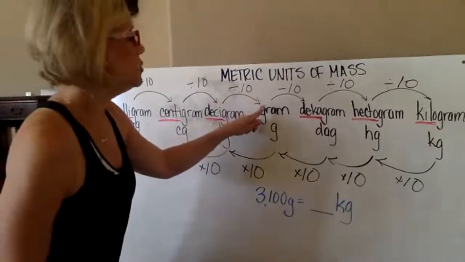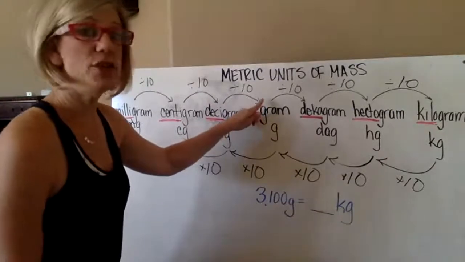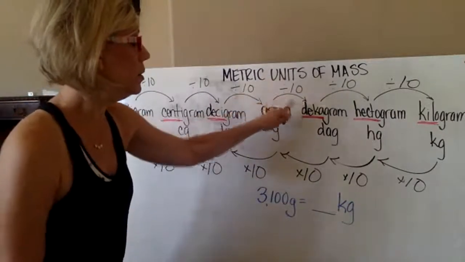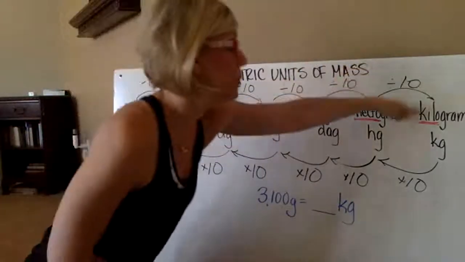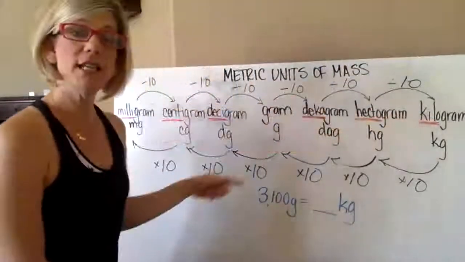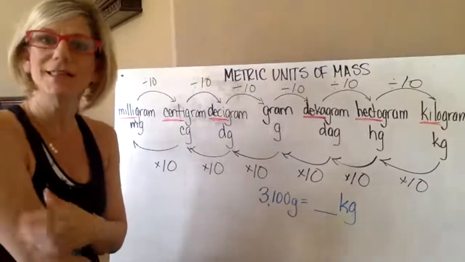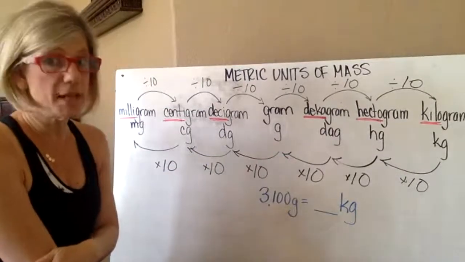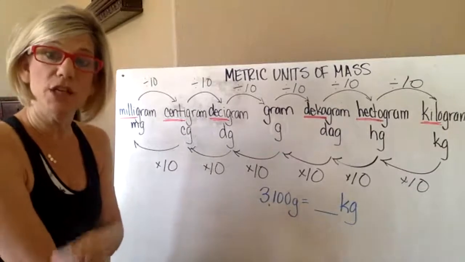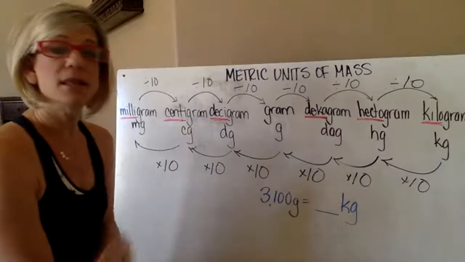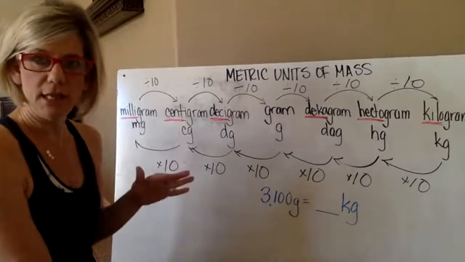You can see that each time we're going to divide by 10. So we're dividing by 1, 2, 3 units of 10. Now, if you did not check out my video on metric units of length, the cool thing about the metric system is that it is based on units of 10. Okay, and so that makes converting so much easier.